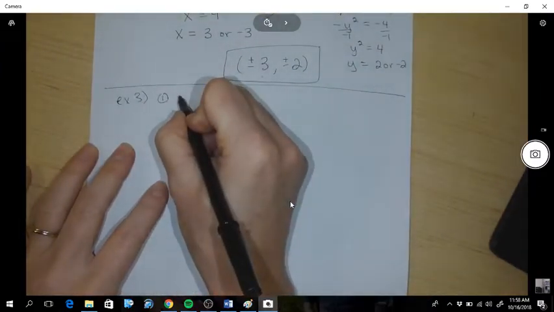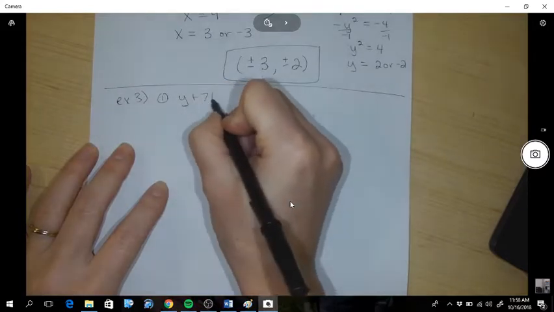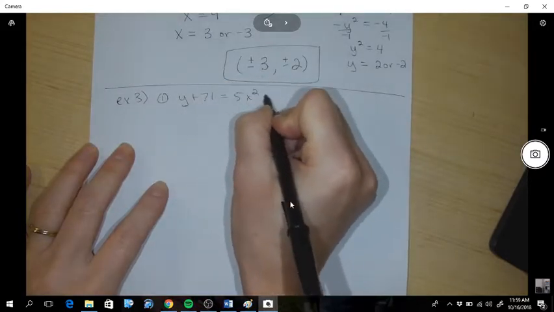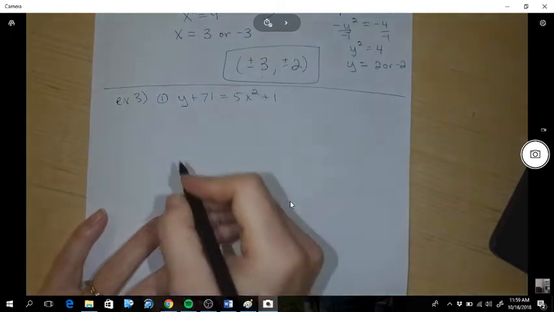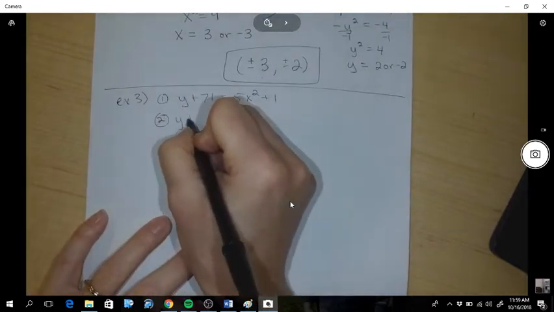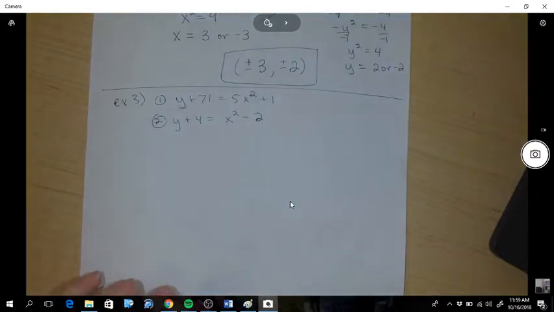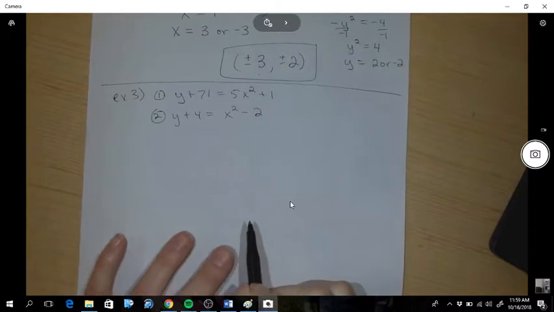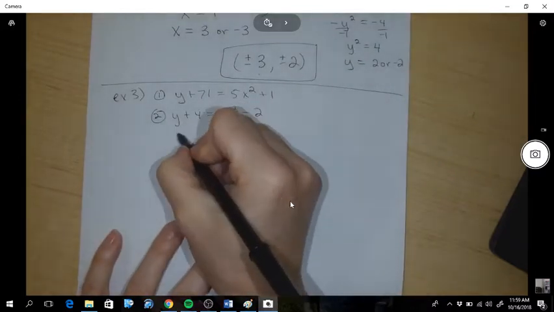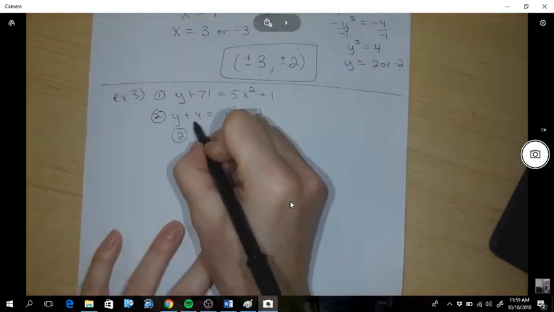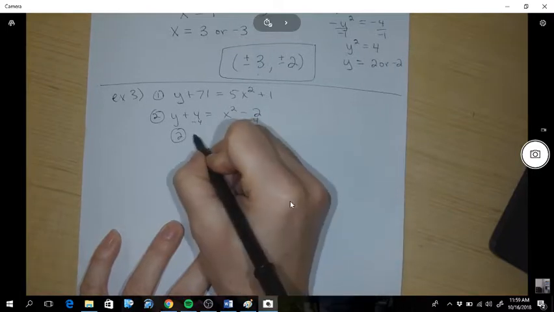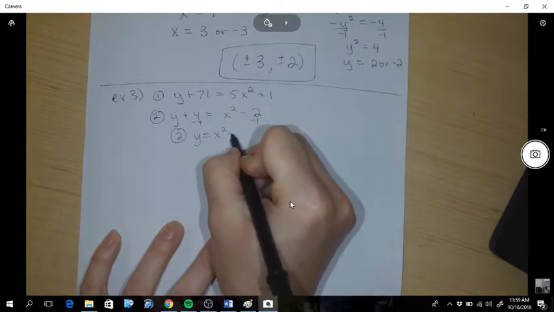Equation 1, y plus 71 equals 5x squared plus 1, and y plus 4 equals x squared minus 2. Okay, so I think I'm going to do substitution on this one. So let's get y alone somewhere. It doesn't matter. Let's pick number 2. I need to subtract 4. So y equals x squared minus 6.